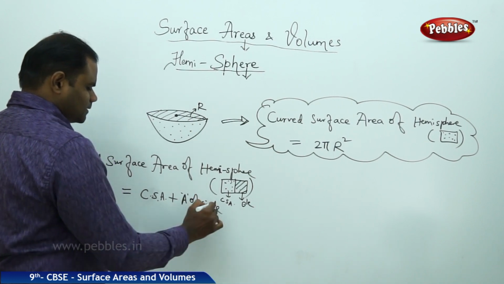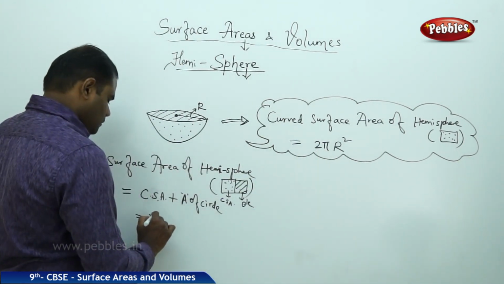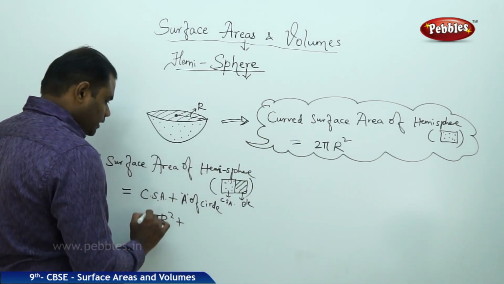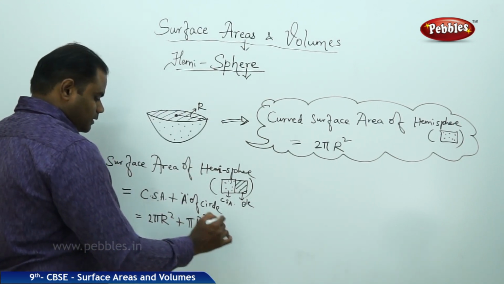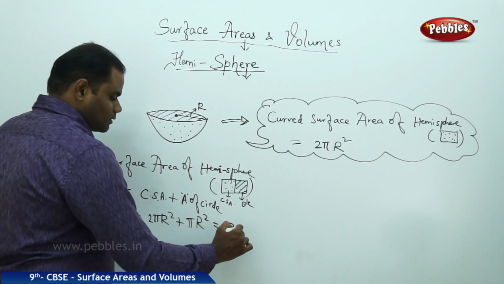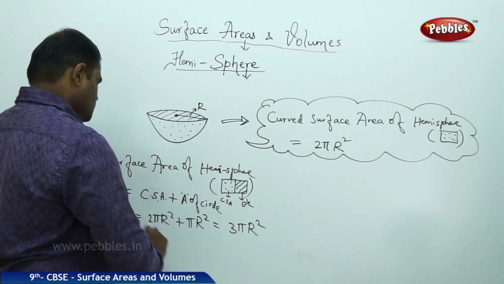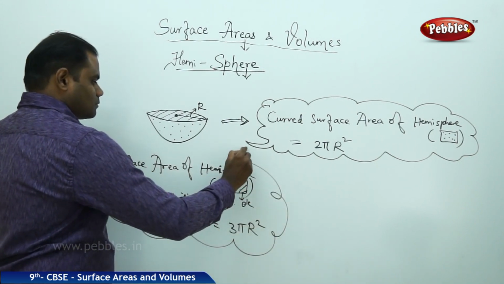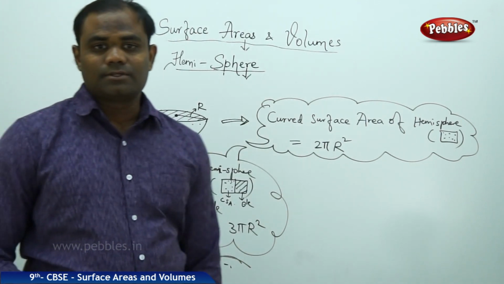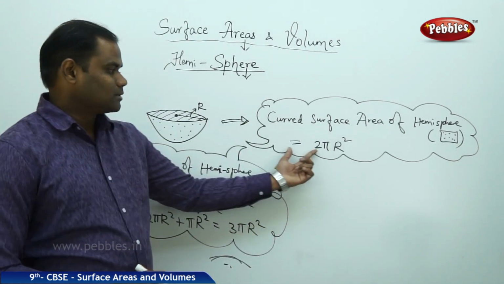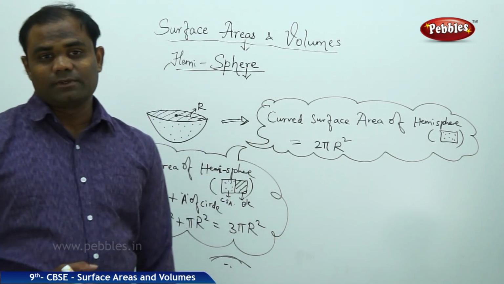Now the curved surface area is already found to be 2 pi r squared, and the area of a circle, we all know, is pi r squared. Therefore, 2 pi r squared plus pi r squared is 3 pi r squared. This is nothing but the total surface area of the hemisphere. CSA is 2 pi r squared, TSA is 3 pi r squared for a hemisphere.